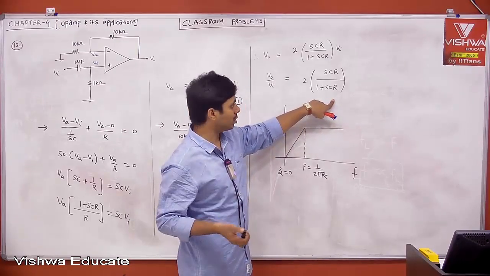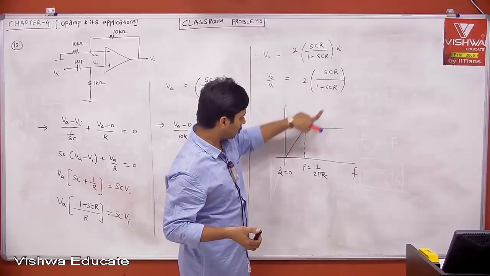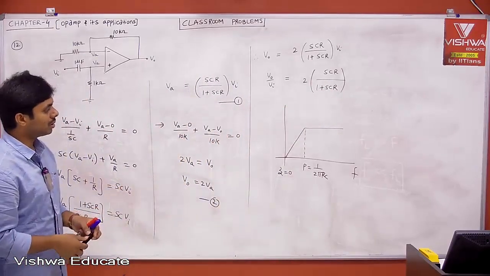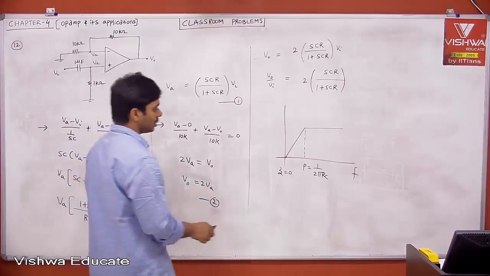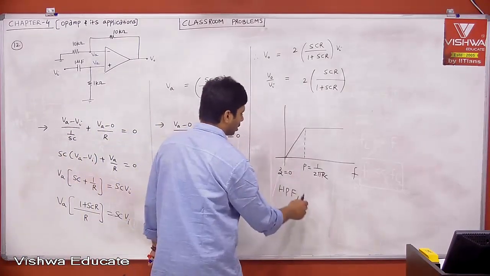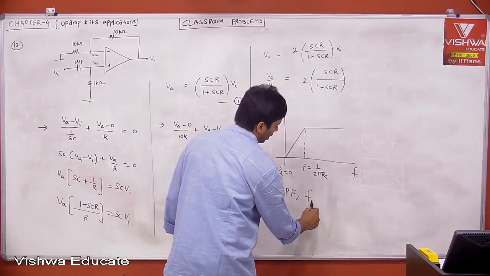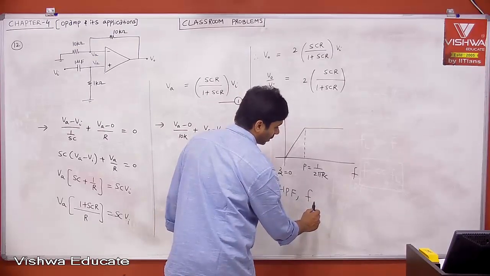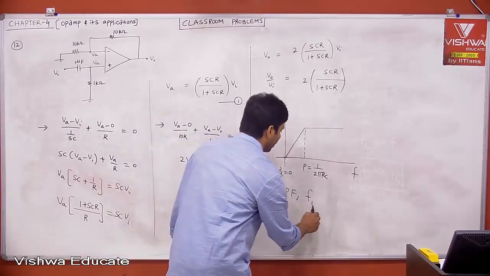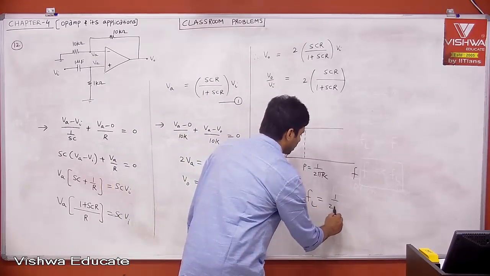But if you see in the frequency domain, that is nothing but 1 by 2 pi RC. Tell me what this is. This is nothing but a high pass filter. And what is the cutoff frequency? This is your cutoff frequency. Is it the higher cutoff frequency or the lower cutoff frequency? For a high pass filter, this is the lower cutoff frequency. FL is equal to 1 by 2 pi RC.